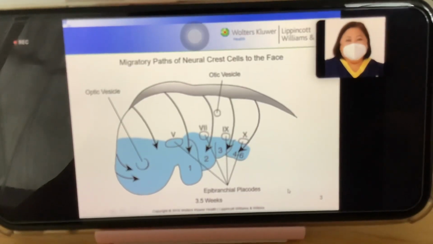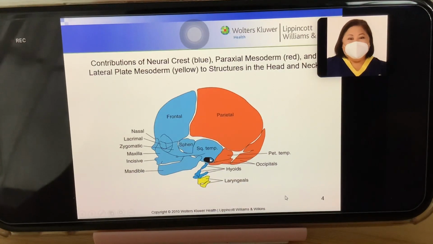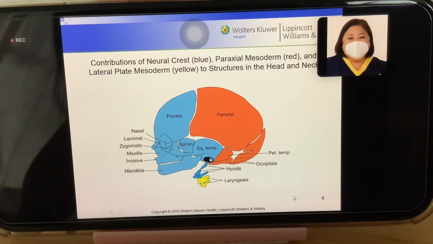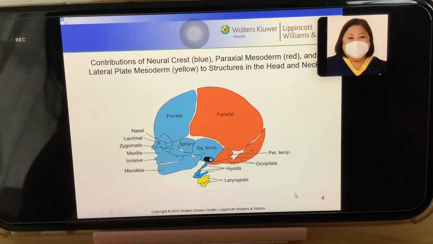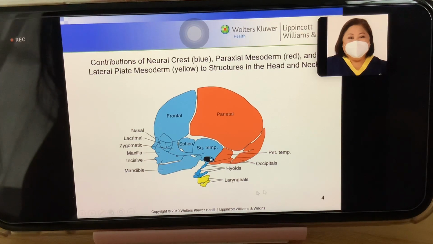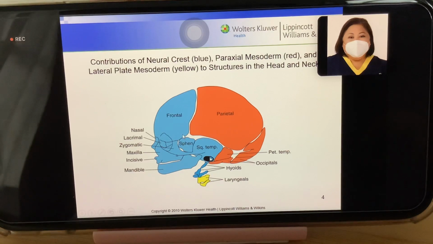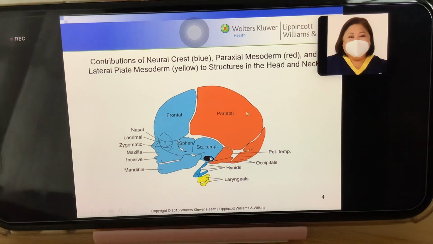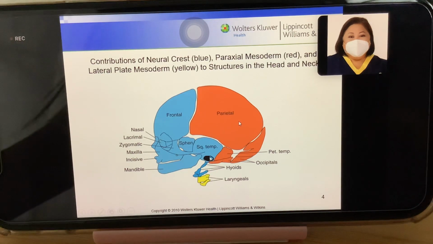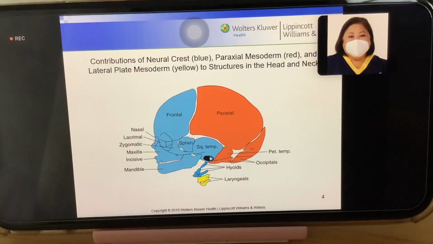Okay. So here, this one is a repeat slide. Illustration showing contributions of mesoderm and neural crest cells to the formation of the skull. So neural crest cells, this one, the blue structures, contribute to all phases of the bones of the face and part of the neurocranium. While your paraxial mesoderm, the red structures, forms part of the neurocranium, while your lateral plate mesoderm forms the laryngeals.